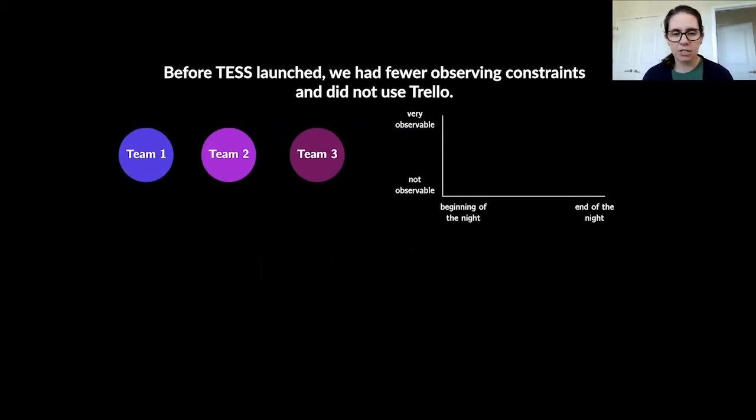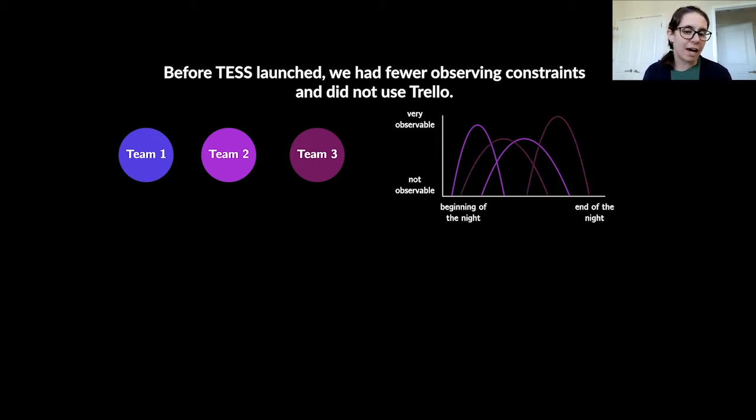Scheduling observations in this scenario was also fairly easy. There almost was no scheduling at all. Across the span of the night, stars rise and set in the sky, and the stars that are observable at the beginning of the night are mostly not observable at the end of the night. So say Team 2 had 2 targets, and the observability of the targets across a night looked like this. So the first target was very observable at the beginning of the night, but not at the end.